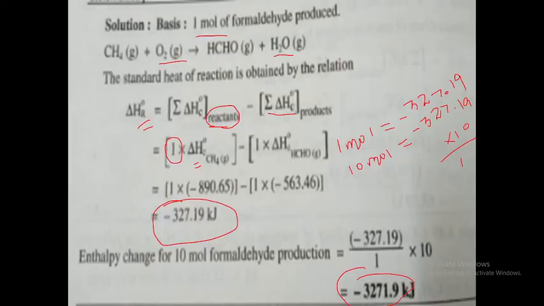Okay. Solution part. As per the problem, you should write the basis: 1 mole of formaldehyde produced. Next you take the chemical reaction from the problem: CH4 plus oxygen gives formaldehyde and water. All components are in the gas state of aggregation. What is the formula for standard heat of reaction from standard heat of combustion? Standard heat of reaction delta H R naught is equal to the summation of delta H C naught of reactants minus the summation of delta H C naught of products. Are you clear or not?